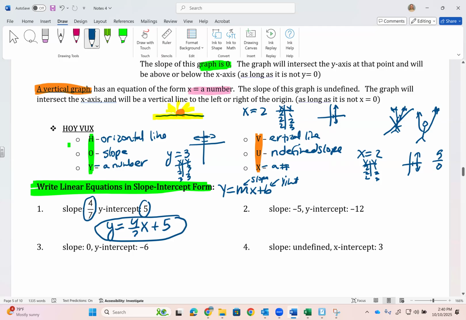Okay, so just plugging in those values to the locations in the equation. And so if the slope is -5, you would write y equals -5x, and then -12. The y-intercept is at -12.